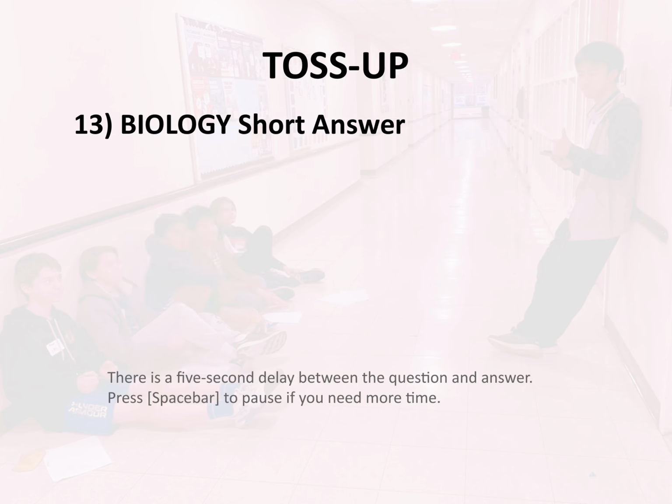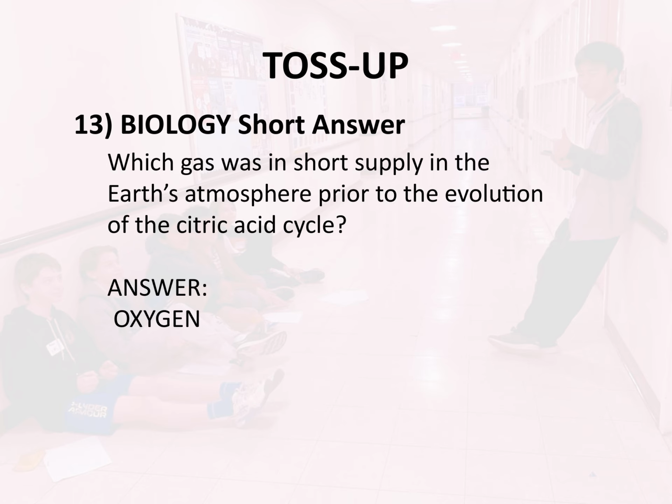Toss-up 13. Biology. Short answer. Which gas was in short supply in the Earth's atmosphere prior to the evolution of the citric acid cycle? Answer. Oxygen.